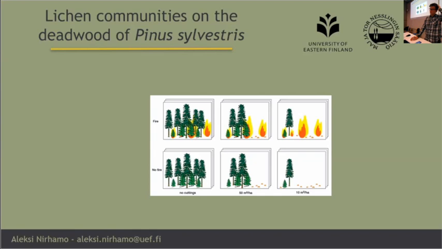So we have sites that have been clear cut with a low level of tree retention, and then sites with a higher level of tree retention, and then sites that have not been cut at all. And the second factor is the use of fire. So half of the replicas in each level of logging intensity have been burned and the other half has not. And thus we have a total of 6 different combinations of treatments.